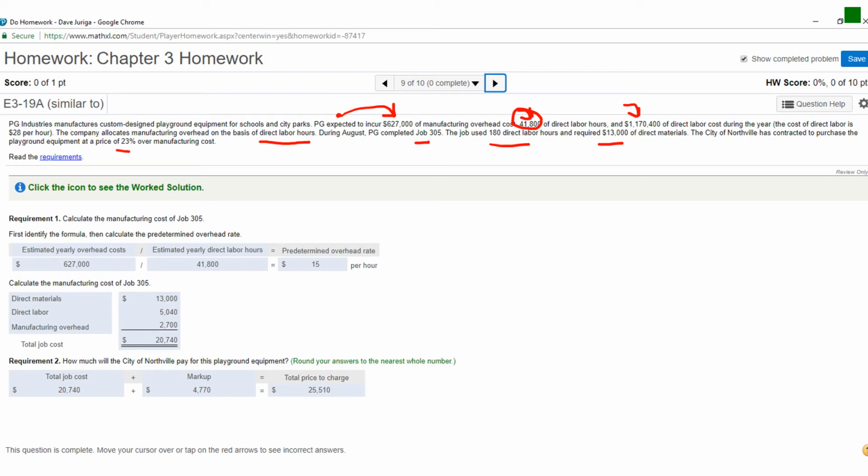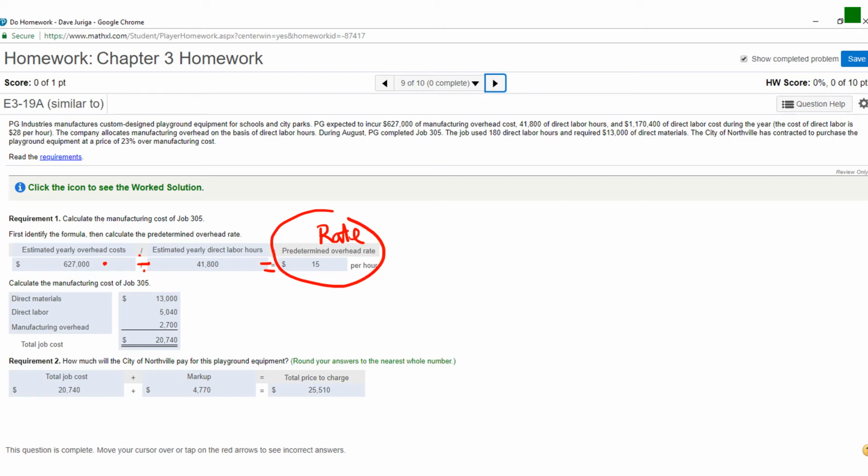So the first part is to get the rate. The rate will be your estimated overhead, which was given as $627,000. You divide that by your estimated labor hours, which is 41,800. So here is your rate, $15 per direct labor hour.